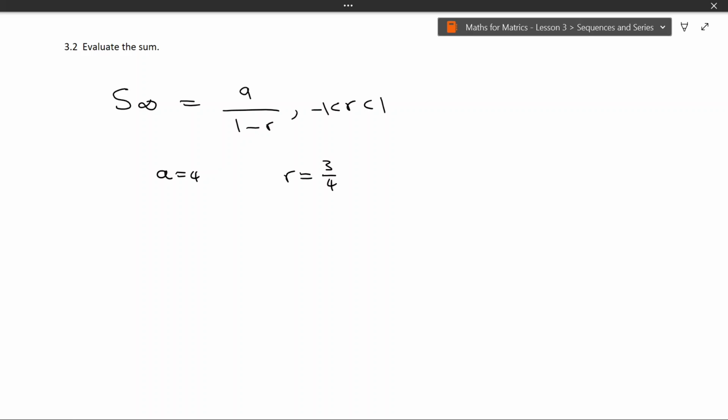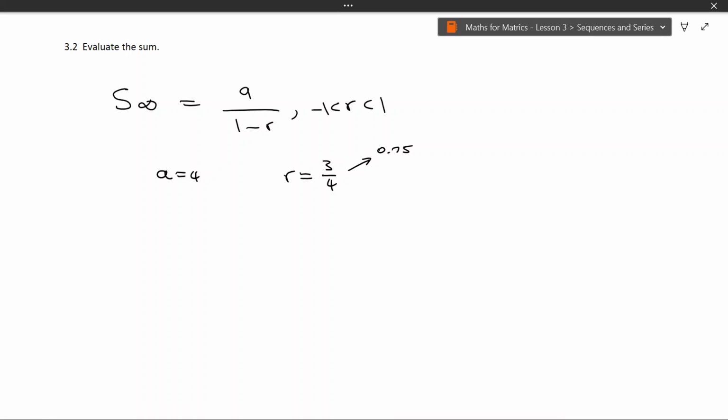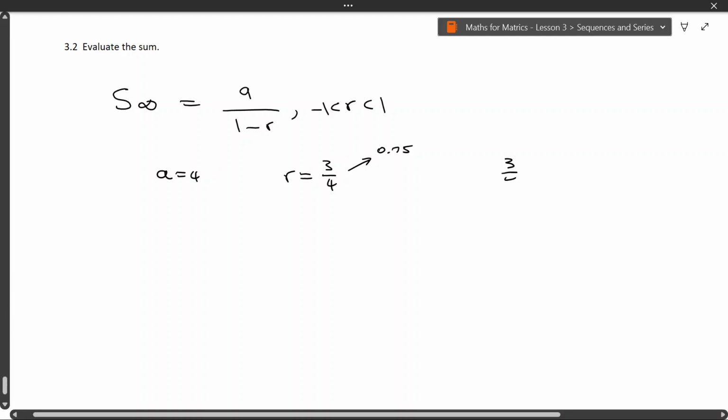But, does the series converge? Yes it does, because 3 over 4 is between 1 and minus 1. 3 over 4 can also be written as 0.75. And 0.75 is a number that is clearly between 1 and minus 1. So we can say that 3 over 4 is between 1 and minus 1.